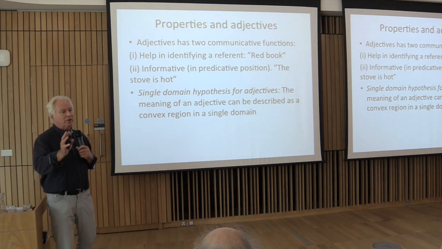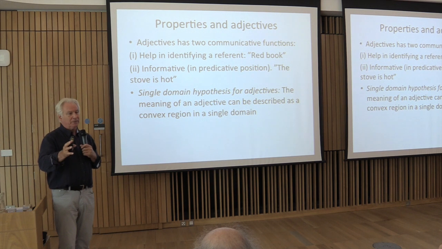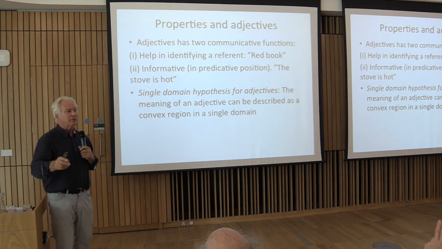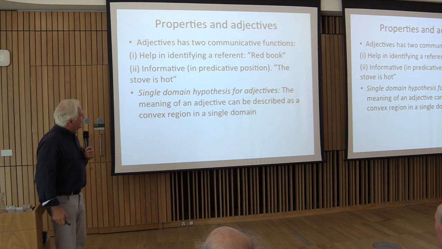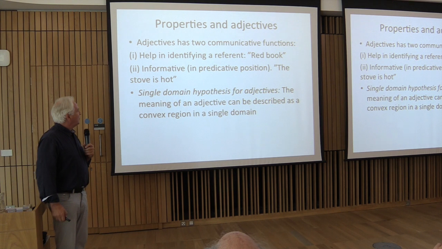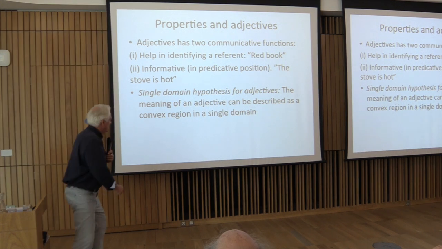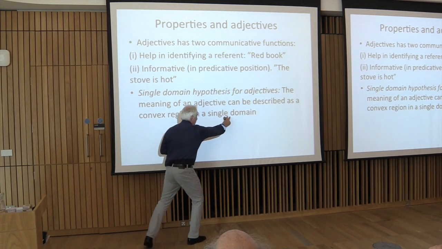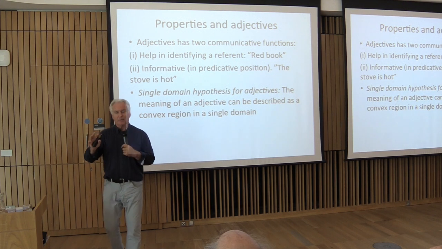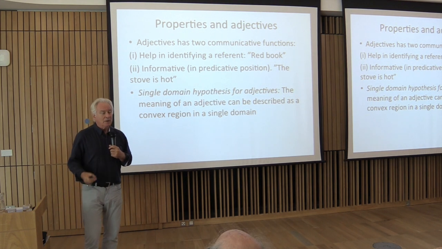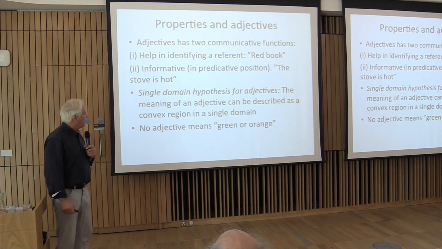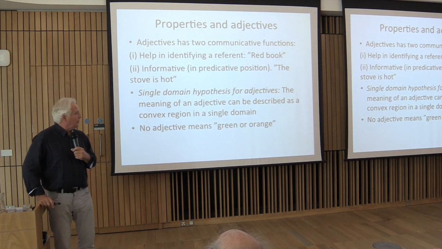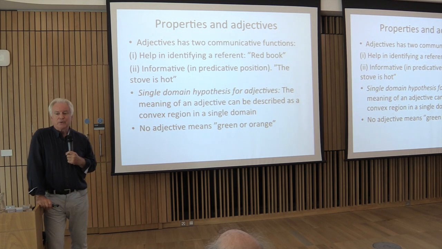And now I'm putting forward an empirical thesis here. It's quite strong, and I invite you to find counterexamples to it. There are probably counterexamples. So my idea is that the meaning of an adjective can be described as a convex region in a single domain. Convex region, single domain. This idea will come back for several word classes. I'm using my notions of convexity and domain here. So let's try this idea. No adjective means green or orange, because that's not a convex region.